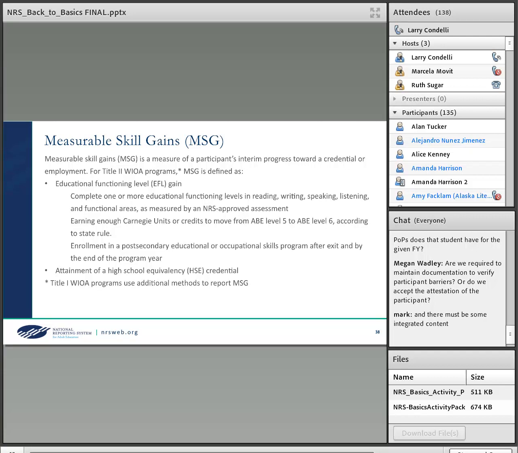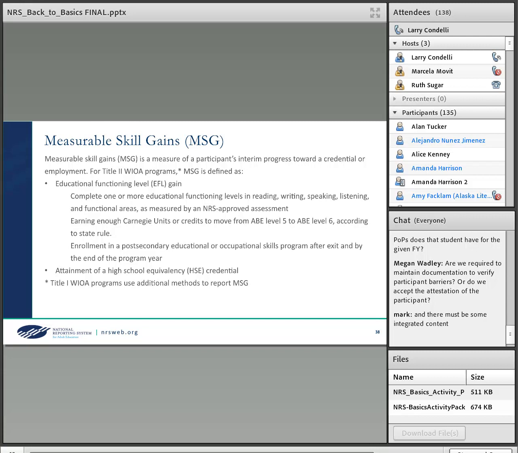Of course, there's EFL gain, I think the one that we're all most familiar with, which is through pre and post testing through the NRS levels, using the approved tests, giving a pre-test at entry and a post-test after a time determined by the test publisher and the test characteristics. And if there's an increase according to the EFL level definitions, that counts as a measurable skill gain.